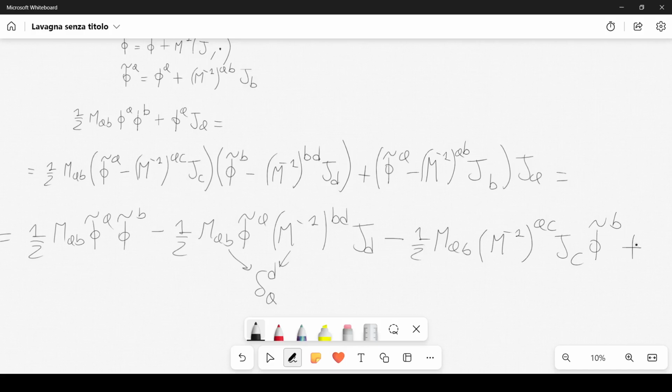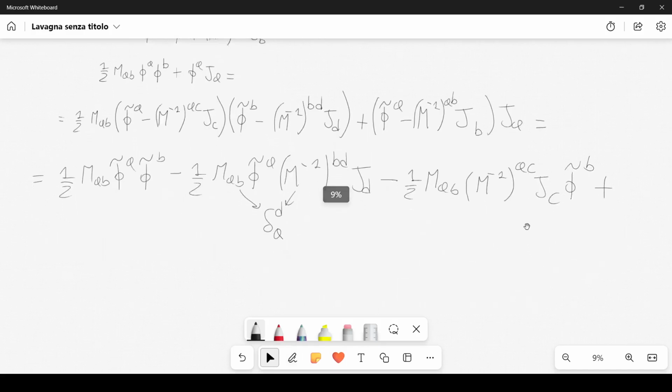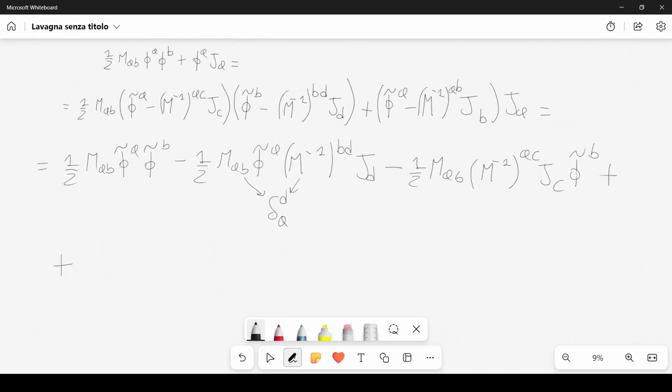And finally, so we put a plus here, and then we have this multiplied by this multiplied by this. So we get an overall plus 1/2 M_AB M inverse_AC J_C M inverse_BD J_D.